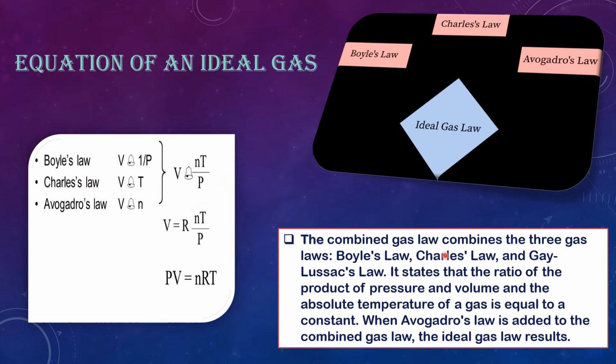The combined gas law combines the three gas laws: Boyle's law, Charles' law and Gay-Lussac's law. It states that the ratio of the product of pressure and volume and the absolute temperature of a gas is equal to a constant. When Avogadro's law is added to the combined gas law, the ideal gas law results. So generally we used to say that the combination of Boyle's law, Charles' law and Avogadro's law is the ideal gas law.